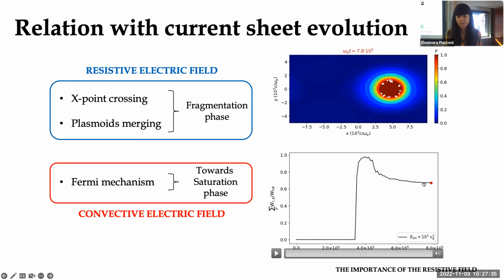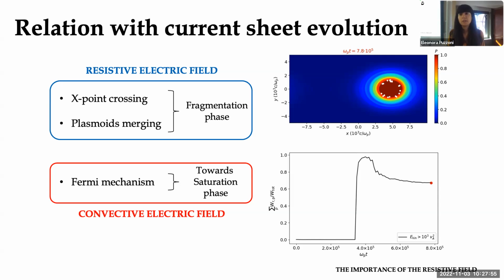during the saturation phase. So we can say that the resistive contribution is important during the fragmentation phase because a number of X points is formed and particles cross these X points. And the X points are points in which the resistive electric field is very important. Also, during plasmoid merging, the contribution is important because a secondary current sheet forms at the interface between two merging plasmoids, and particles are accelerated due to the anti-reconnection electric field in this secondary plasmoid.